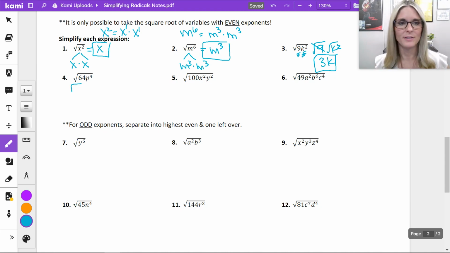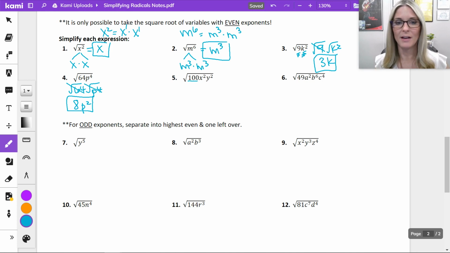Number 4, we have 64 and p to the 4th. I'm just going to go ahead and separate those. Those are 2 different pieces. I'm going to take the radical of each. The square root of 64 is 8. The square root of p to the 4th would be p squared. Final answer, 8p squared. Everything came out of the radical.